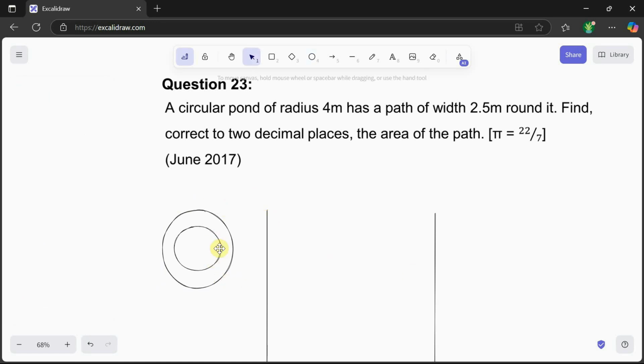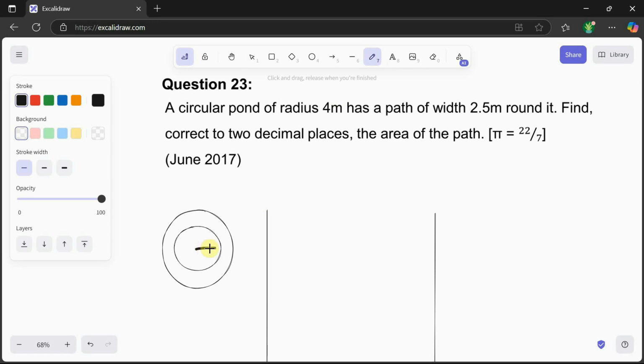So this is the circular pond, right? The radius of this one, from the center to here, is 4 meters. Then there's a path of 2.5 meters round it. Remember, although my circle is not drawn showing that they have the same starting point, if the width of this part is 2.5 meters, then from the center to this place here is 6.5 meters. So 6.5 meters, right? That's how we solve it.